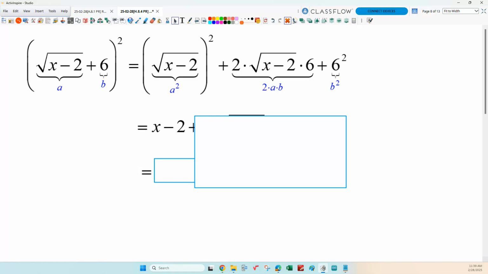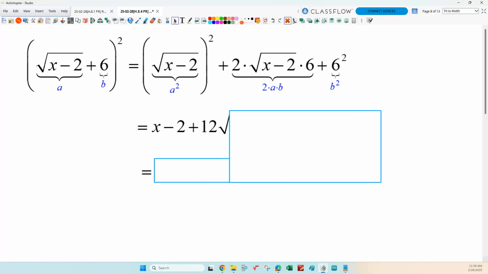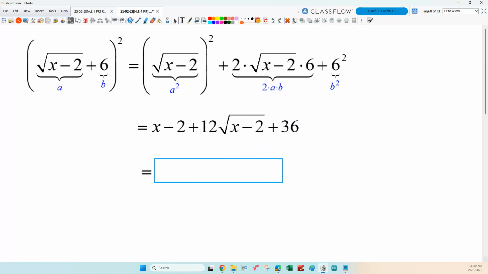How about here? I get 2 times a times b. What's that simplify to? I'm multiplying 3 factors there, aren't I? 2 times the square root times 6. I can multiply those in any order I want to, though. So we always are going to choose to multiply the outside numbers together separately and then the inside numbers together if we have a case like that. So the 2 times the 6 just becomes a 12 outside, right? And then finally 6 squared is 36. Okay, good. And so that's what we get. All we can do now is combine the constants, right? The negative 2 and the 36 just combine to a 34. Okay, make sense?